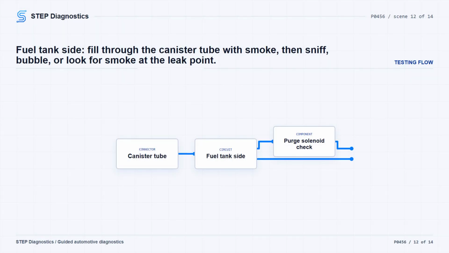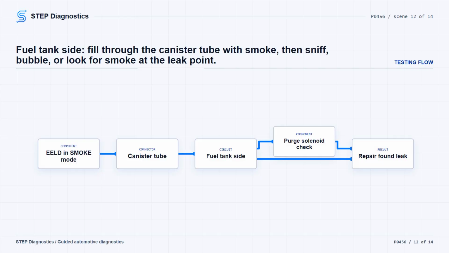For the fuel tank side, use kit, yield, and accessory 8400C. Connect the red lead to battery positive, the black lead to battery negative, and shop air to the tester. Set the smoke and air control switch to smoke. Attach the black hose to the canister tube and press the remote button to fill the fuel tank side with smoke. Then leak test using smoke, a hydrocarbon sniffer, or bubbles.